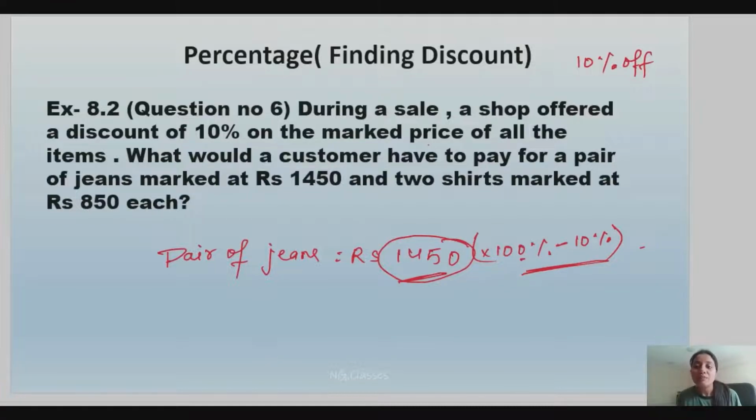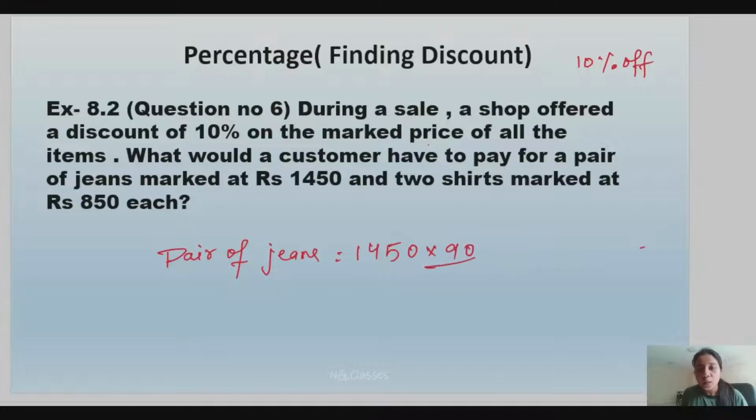So directly we will find 1450 into 90 by 100. When you solve it, you will get the value. So for a pair of jeans, the customer will pay 1305. Mark price was 1450. After getting the discount, he will pay 1305. Similarly, we will find it for the shirts as well.